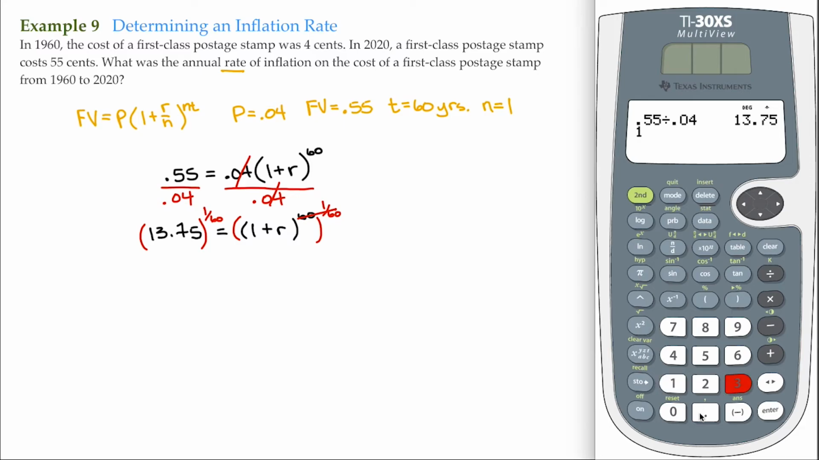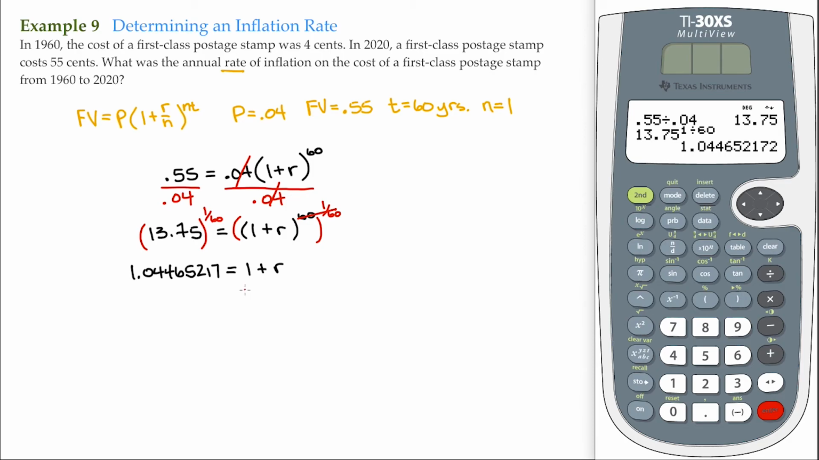So 13.75. Here's our caret key, raise that to the 1/60th power. And then hit enter. So we have 1.04465217. That's going to equal 1 plus R.